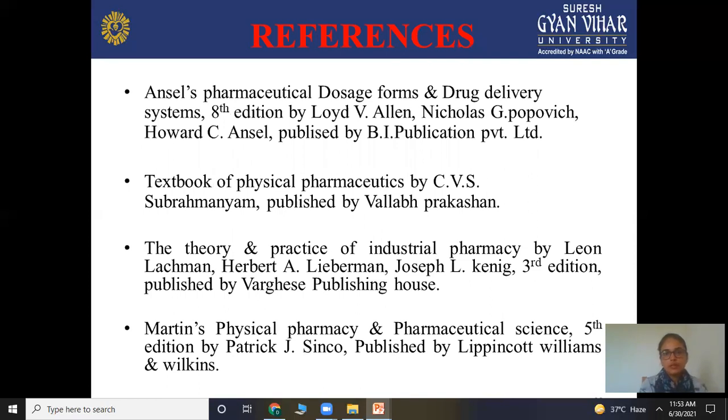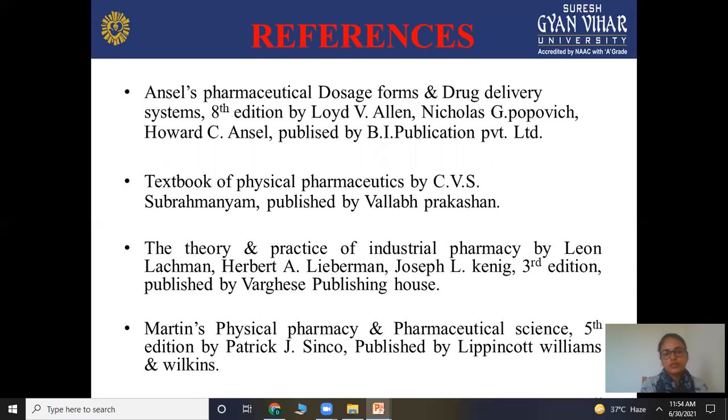In the reference part, first is Ansel's Pharmaceutical Dosage Forms and Drug Delivery Systems, 8th edition, by Loyd V. Allen, Nicholas G. Popovich, Howard C. Ansel, published by B.I. Publications Pvt. Limited. The next reference is Textbook of Physical Pharmaceutics by C.V.S. Subramanyam, published by Vallabh Prakashan.